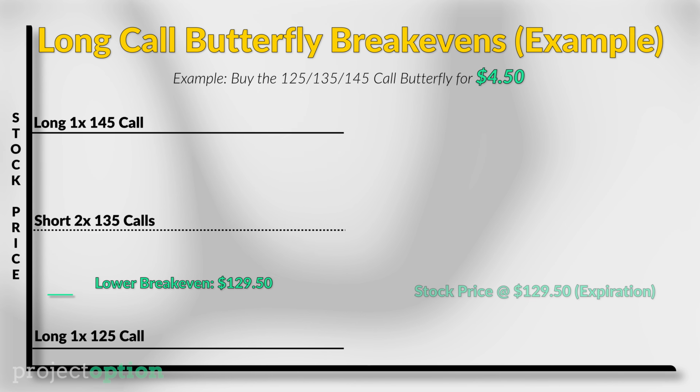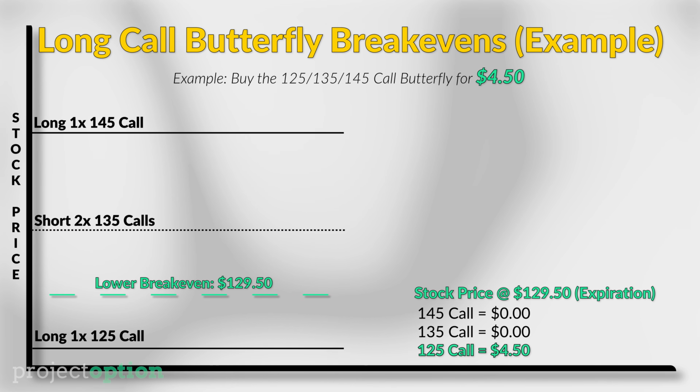And let's say I buy this call butterfly spread for $4.50. The first break-even price in this example is very straightforward, and it's the strike price of the 125 call plus the entry price of the butterfly spread of $4.50. So this gives us the first break-even price of $129.50. If the stock price is right at $129.50 at the time of expiration, then the 125 call will be worth $4.50 because it'll have $4.50 of intrinsic value. But the 135 calls and the 145 call will all be worthless, and because of that, the total value of the butterfly spread, if the stock price is at $129.50, will be $4.50.